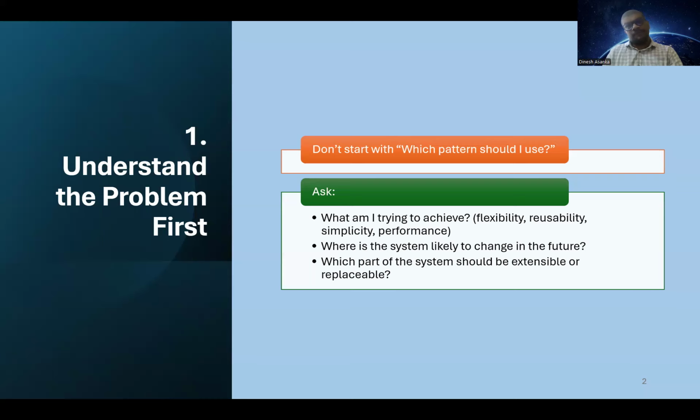Very importantly, as a software developer, as an architect, you need to think about the future. You need to foresee the future of the current system. At least you should look at what will happen in 5 years' time. So when you are designing a software solution today, you need to foresee the future and you need to adapt the design for the future changes as well. Then you need to look at which part of the system should be extensible or replaceable.